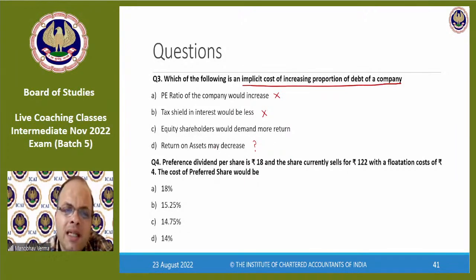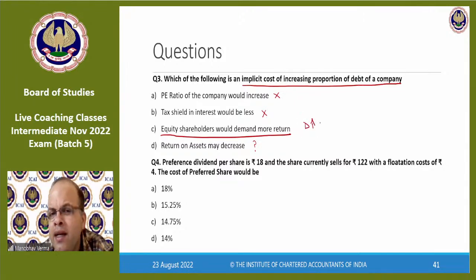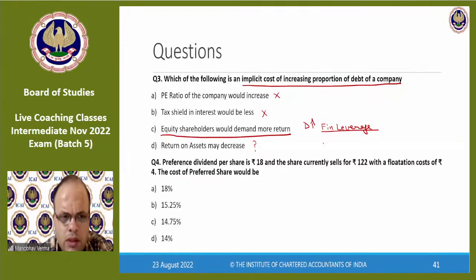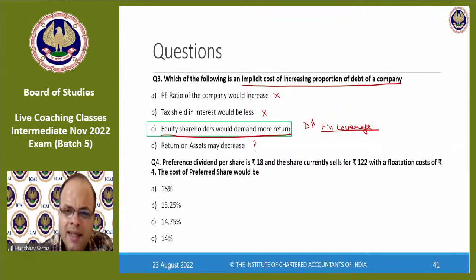But look at option C. Equity shareholders would demand more return. Guys, what do you think? With more debt, you will be studying financial leverage. With more debt, don't you think the equity shareholders would have more risk attached to the organization? Would their expectations increase? I definitely think so. I would honestly feel that option C should be the right answer. It's an interesting question though. If you are keeping more debt, there is more risk to the company, which means the expectations of the equity shareholders will be more, guys.